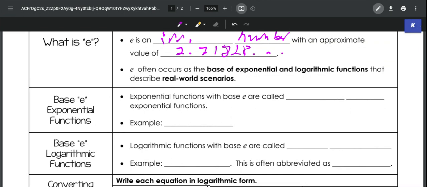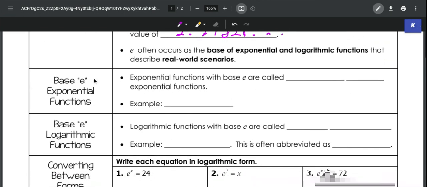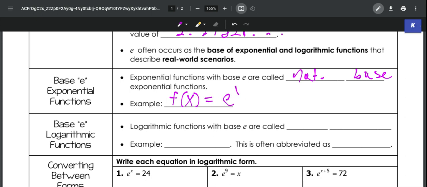And a good thing about this that'll make life easy on us is that when our logarithm has a base, or when our exponent has a base of e, we call that a natural base. So when it has this base, you can just say NAT if you want. We call that a natural base. And the example of that would just be f of x is equal to e to the x power, because that e right there is our base.